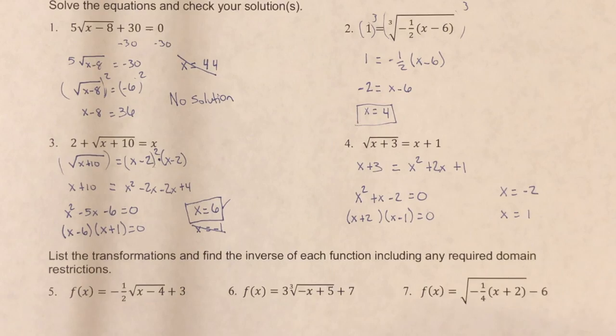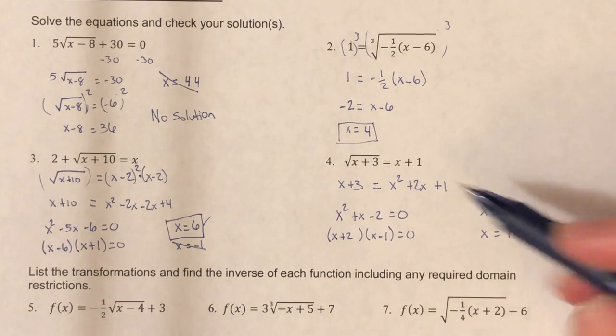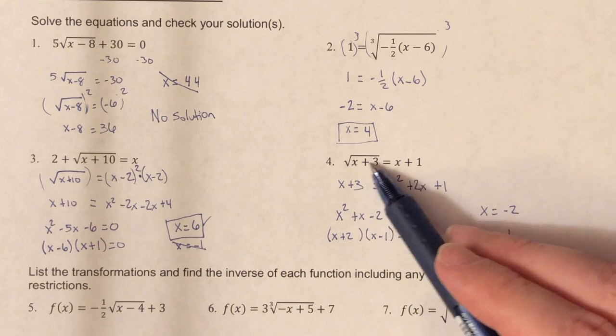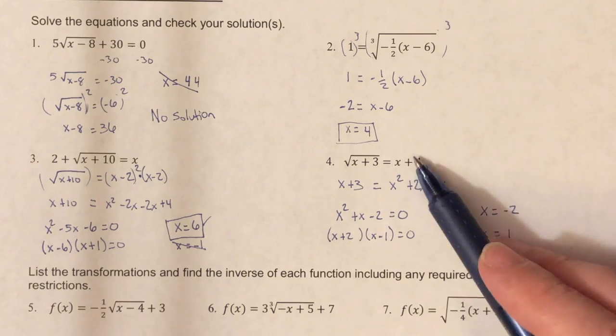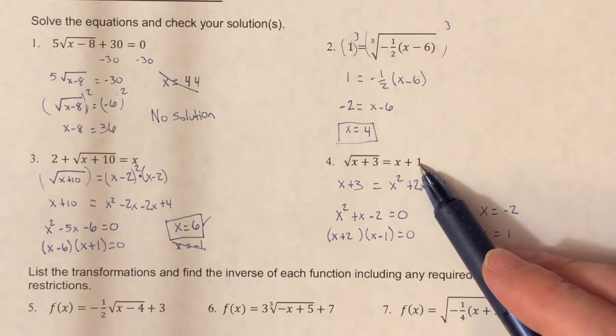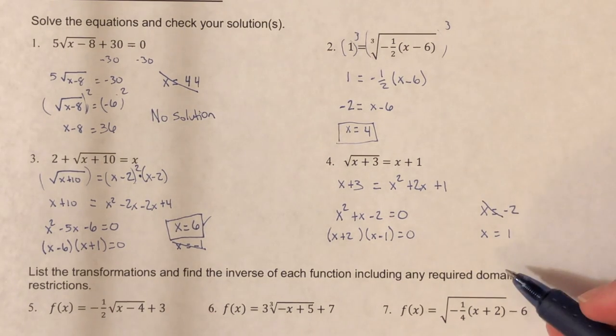And when I plug these back in to check those, I put -2 in. -2 plus 3 is 1. Square root of 1 is 1. But on this side, I have -2 plus 1, which is -1. 1 does not equal -1. That one is an extraneous solution.